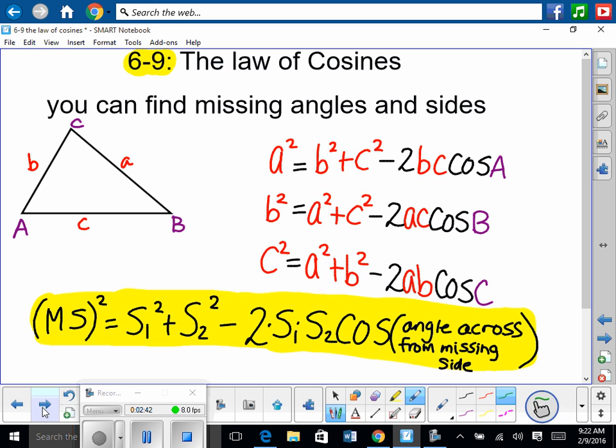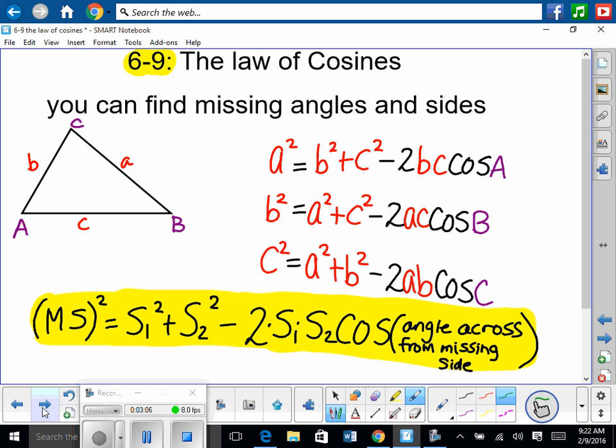So once again, you can find missing angles and sides using the law of cosines. So we have a triangle that's non-right. So we have angle A, angle B, and angle C. And we know if this is angle A, isn't this side A? Sides are written as little letters. If this is angle B, this is side B. Side B is written as a little letter. If this is angle C, this is side C, written as a small letter.